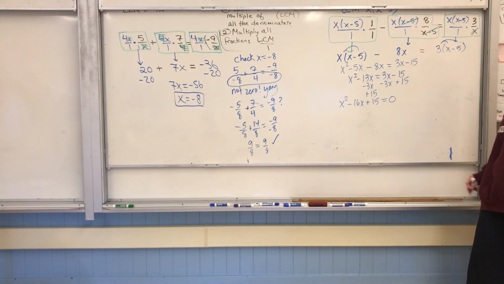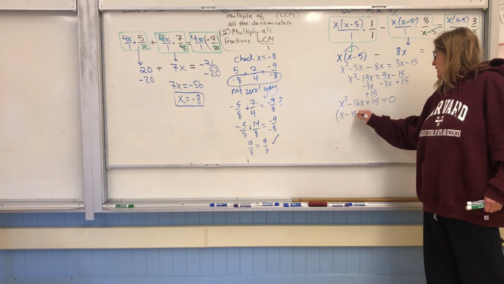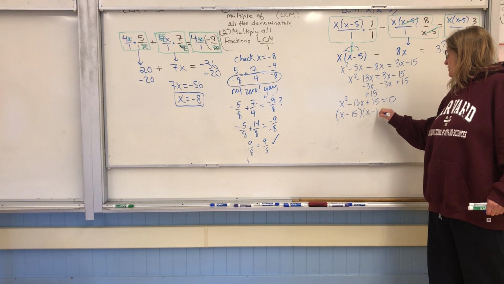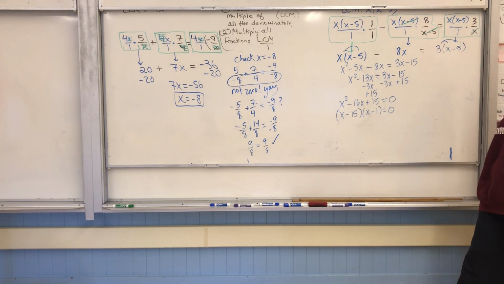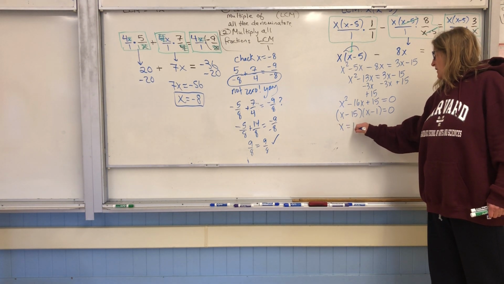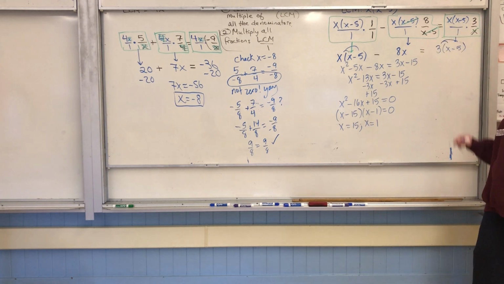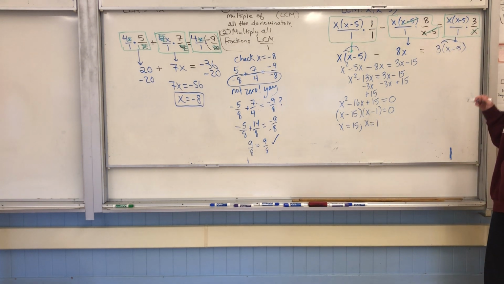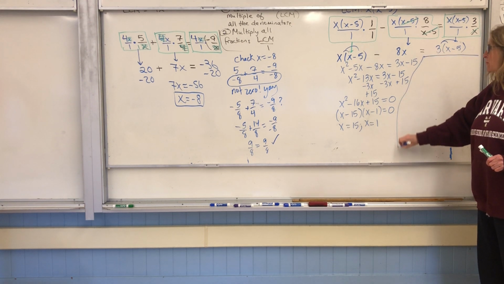So I'm going to take for granted you guys know how to do the diamond. That's x minus 15 times x minus 1. So that means we're going to have two answers to check. We're going to be checking x equals 15 and x equals 1. So before I put my little box around them, I'm going to check. So let's check x equals 15. I'm going to go back to the original problem.